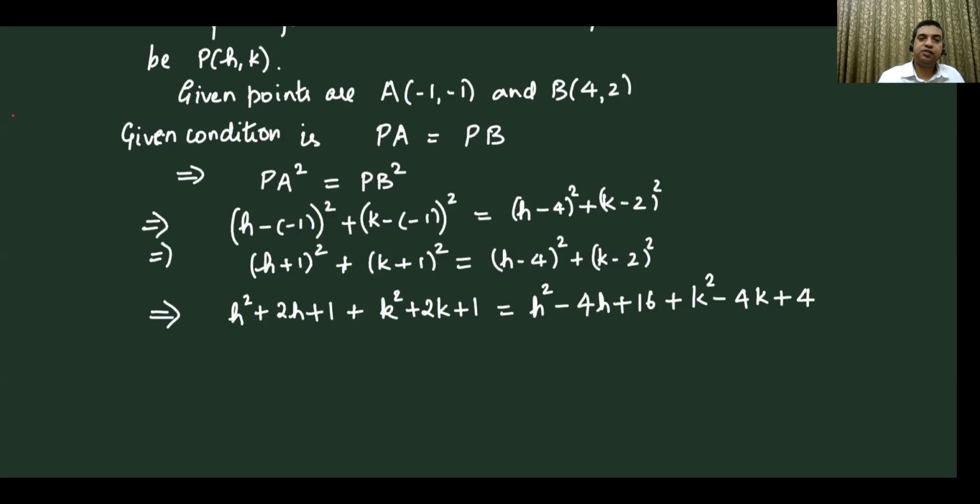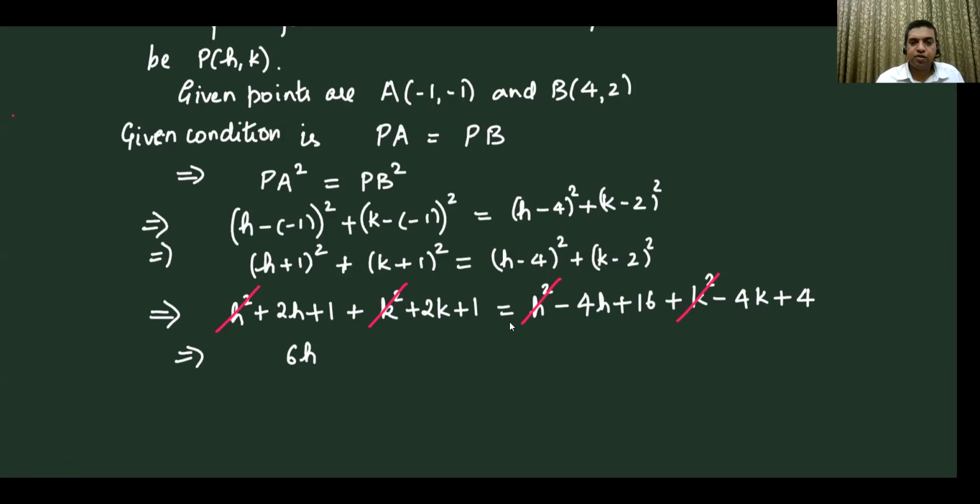What happens? Both sides h square cancels, k square cancels. Now plus this 6h plus 6k. Now let us see. This implies this 2h, bring this 4h this side, it becomes 6h. Then 2k minus 4k.